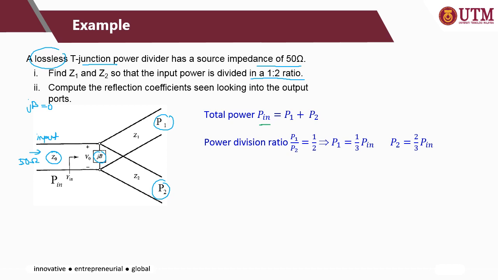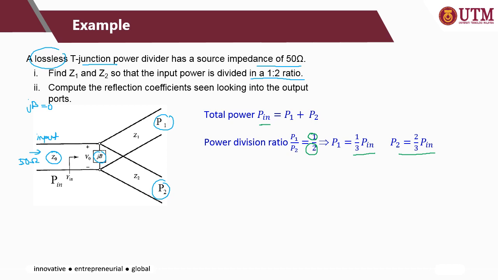However, port 1 and port 2 are given the total power with the ratio of 1 to 2. So one part will be given to port 1 and the other two parts will be given to port 2. In other words, port 1 will be receiving 1/3 of the power from P in, while port 2 will be given 2/3 of the input power.